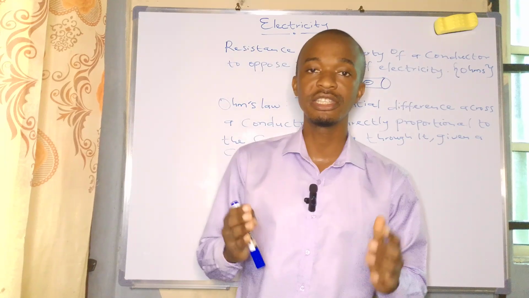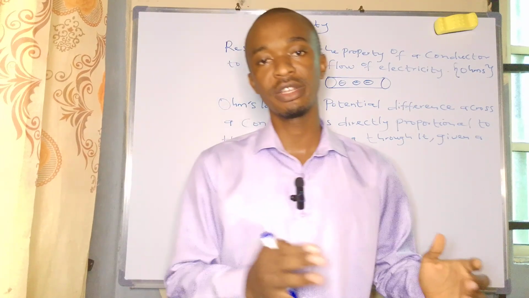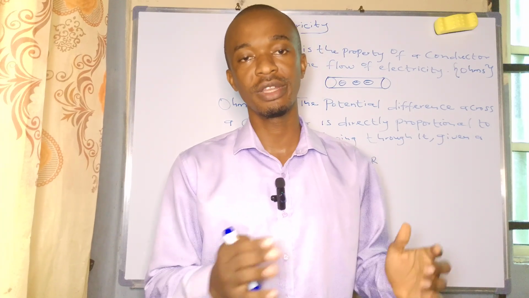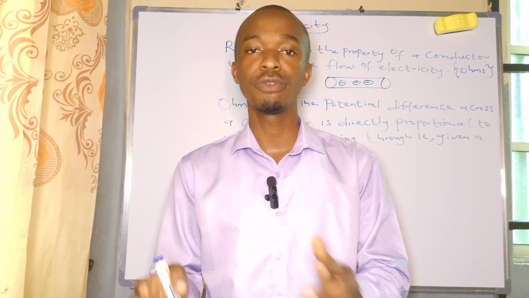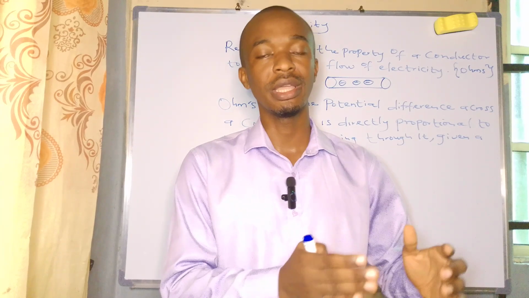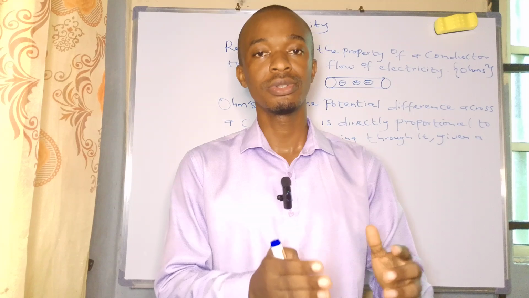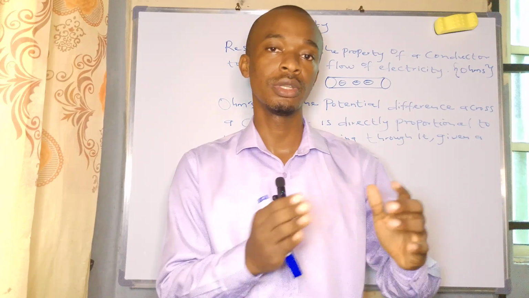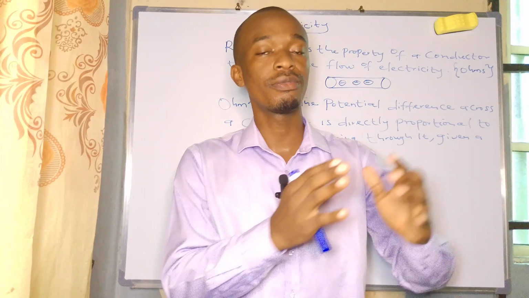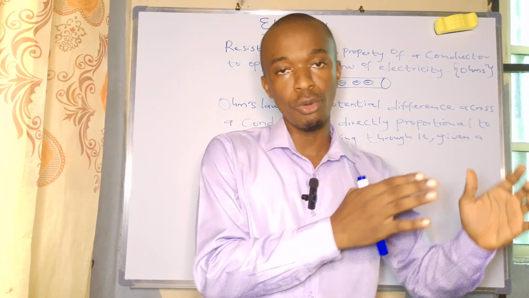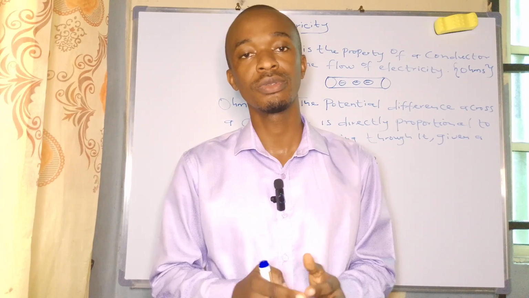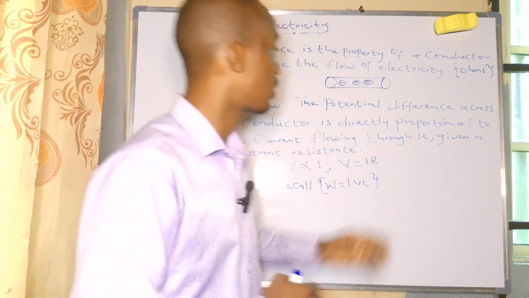Now, resistance is the property of a conductor to oppose the flow of electricity, or you can say it is the ability of a conductor to oppose the flow of electricity. When electrons flow through a conductor, they collide with the atoms in the conductor, and these atoms tend to oppose the flow of these electrons. So the ability of a material to oppose the flow of electrons or charges is what we refer to as resistance.